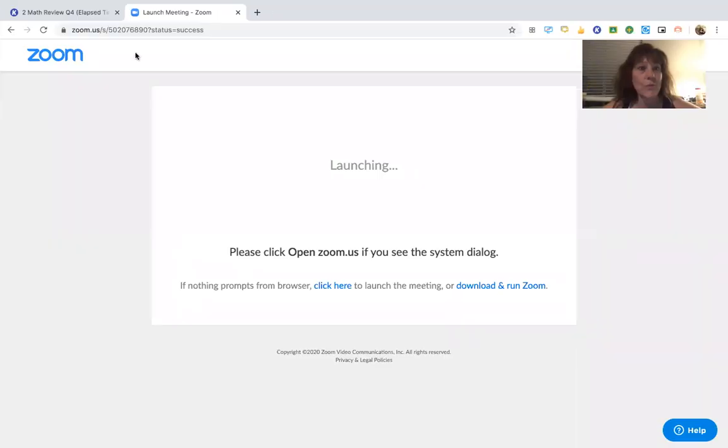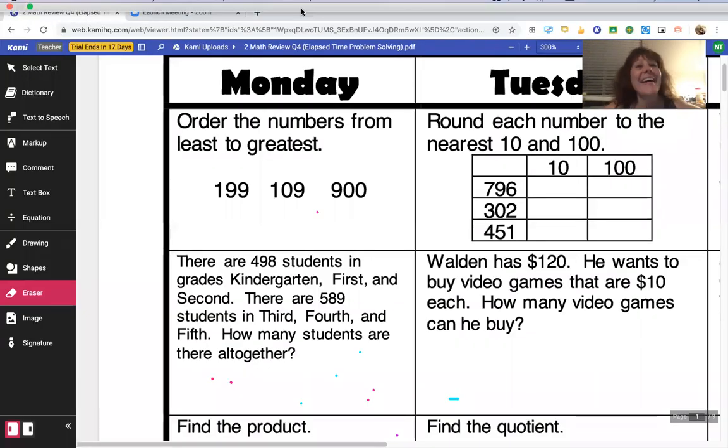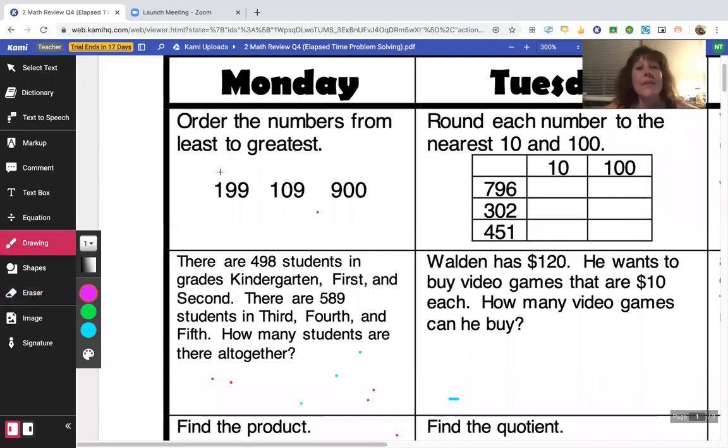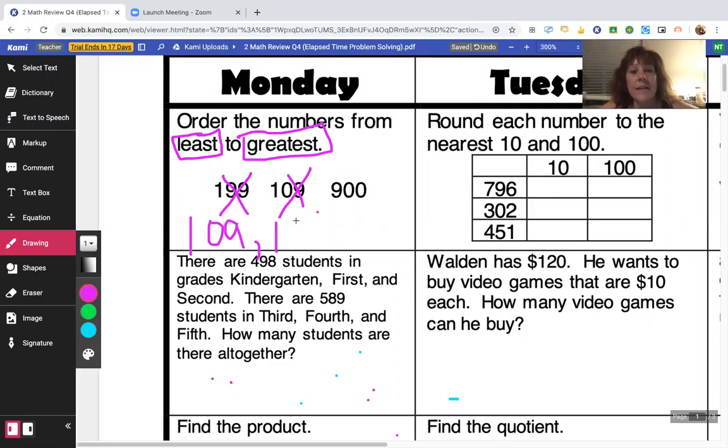Okay, so we're going to start out. Order the numbers from least to greatest. So those are our keywords. We're going to go from smallest to biggest. Smallest would be 109. And then we would be 199, right? Both of those have a 1 in the hundreds place, and 99 is bigger than 1. And so the greatest number is 900.